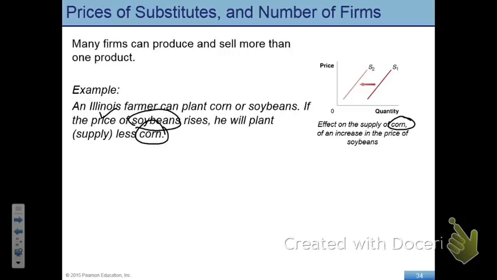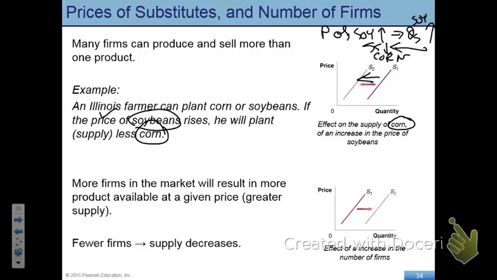So you are thinking about what will happen to the supply of corn when the price of soybean increases, right? So when the price of soybean increases, I know that my quantity supplied for soybean is going to go up, right? According to the law of supply. So if my quantity supplied for soybean increases, I'm going to allocate more resources towards the production of soybean. My supply for corn goes down, right? Indicated by a leftward shift of the supply curve. Okay.